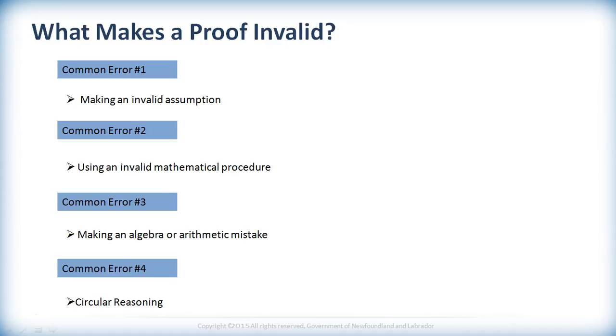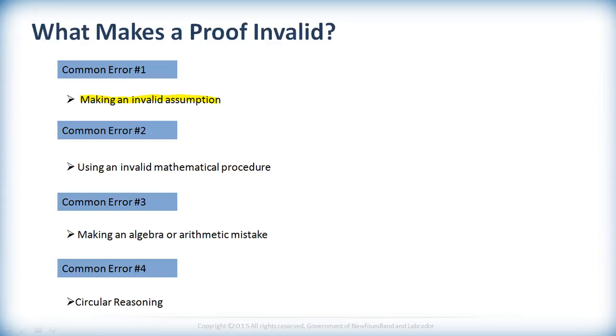So the first one is what makes a proof invalid. Common error number one is you can make an invalid assumption. Remember that we said that deductive proof is about taking things that are known to be true and then drawing logical connections to reach a new conclusion. Well, if one of the things that you take for being true is actually not really true, then that'll lead you to anywhere you like, really. So that's what we call an invalid assumption, okay?